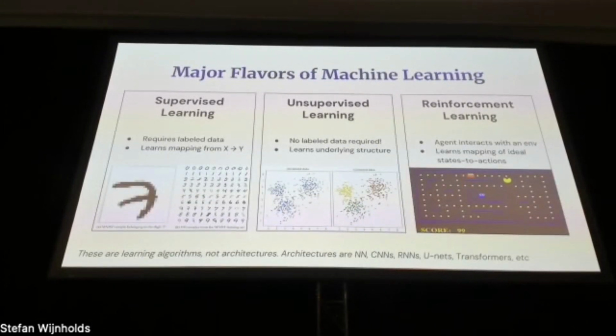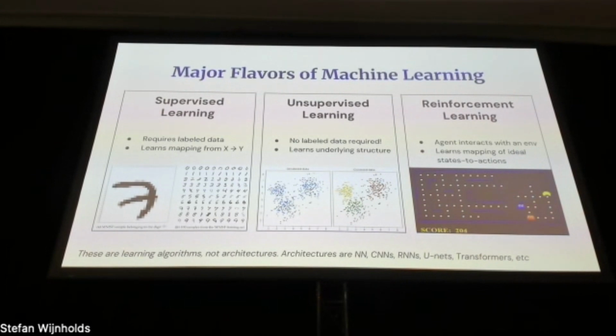And then as a very brief overview of the main flavors of machine learning, you have supervised learning, which requires labeled data. And this learning algorithm basically maps from X to Y. You have unsupervised learning, where the advantage is that you don't require labeled data, and the algorithm underneath learns the underlying structures in your data set. And then you have reinforcement learning, where an agent interacts with an environment and it learns the mapping of ideal states and actions.